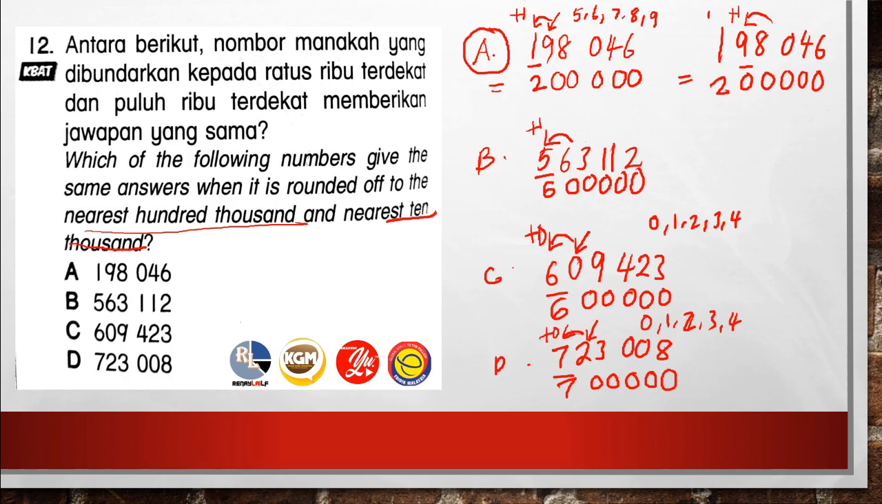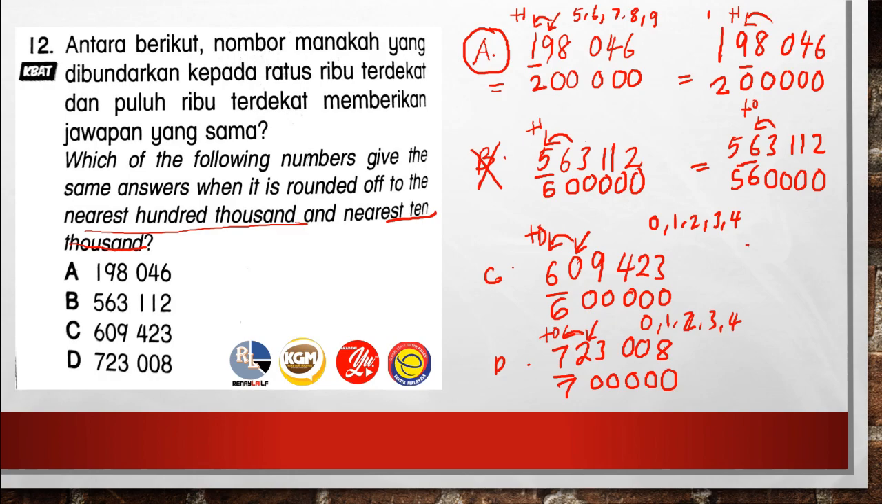But since we have time, we're going to do all of them, so you will understand the question more. For the nearest 10,000, the digit is 6, so all the other 4 digits are going to be 0. Because it is 3, we're just going to add 0 to 6. So this is 6, this is 5. You see the difference. This is 600,000. This is 560,000. So B is definitely wrong.